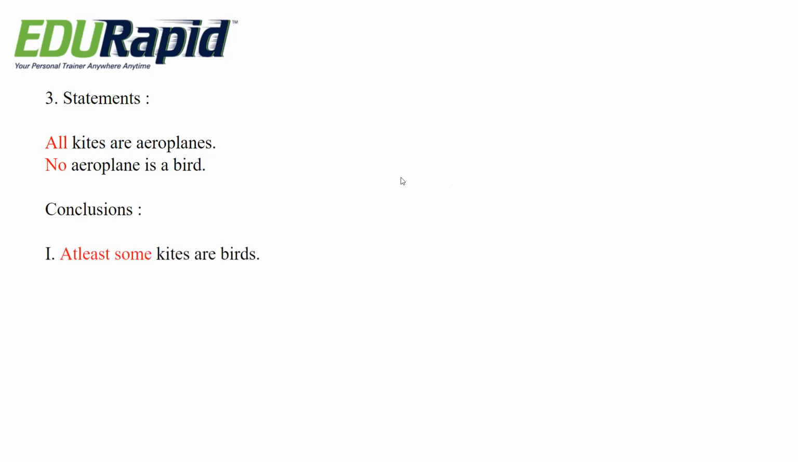Coming to the third question. First statement, all kites are aeroplanes. No aeroplane is a bird. First conclusion, at least some kites are birds. No kite is a bird.